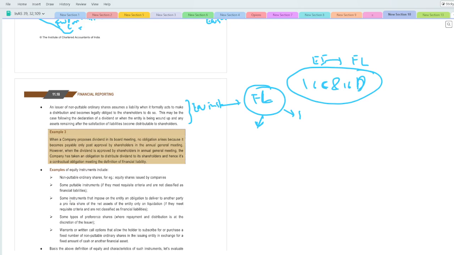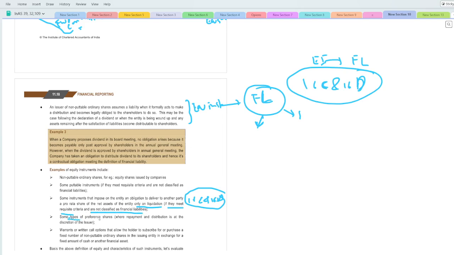Similarly, some instrument that impose on the entity an obligation to deliver to another party a pro rata share of the net assets of the entity only on the liquidation. तो जो इंस्ट्रूमेंट केवल लिक्विडेशन पे एक्टिवेट हो रहे हैं जो 16C 16D कंडीशन सेटिस्फाई कर रहा है, अदरवाइज वो फाइनेंशियल लायबिलिटी है, लेकिन जब वो 16C 16D की कंडीशन सेटिस्फाई करते हैं तो उसको फिर हम लोग इक्विटी इंस्ट्रूमेंट बोलते हैं. ठीक है. दे मीट द रिक्विजिट क्राइटेरिया एंड आर नॉट क्लासिफाइड एज द फाइनेंशियल लायबिलिटी.